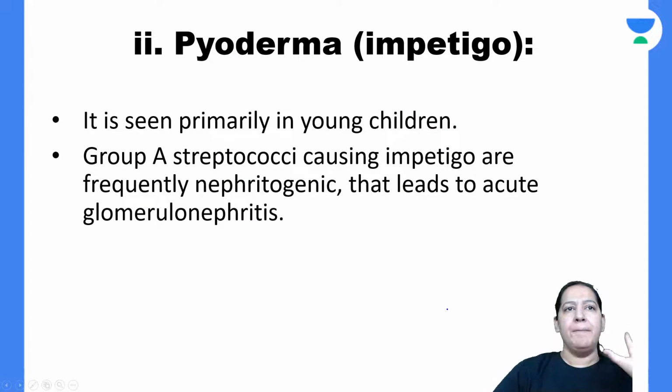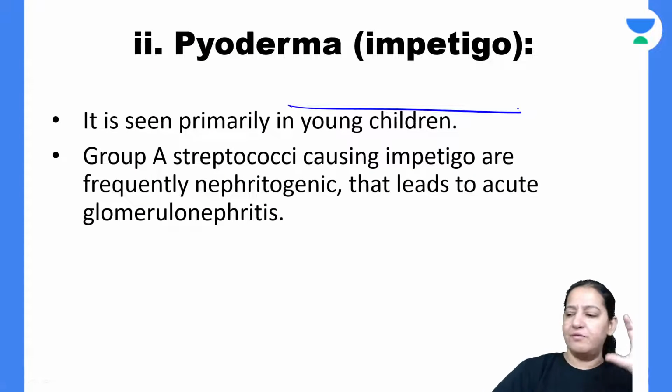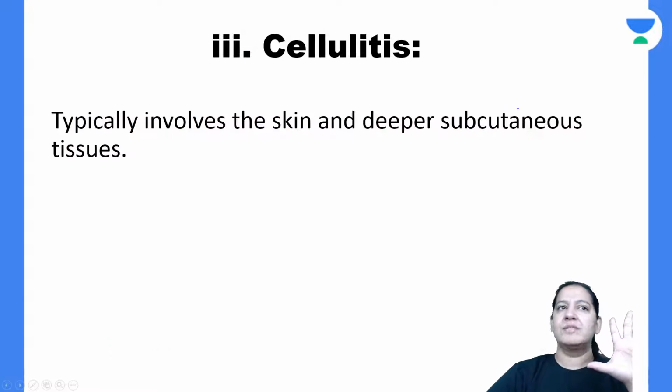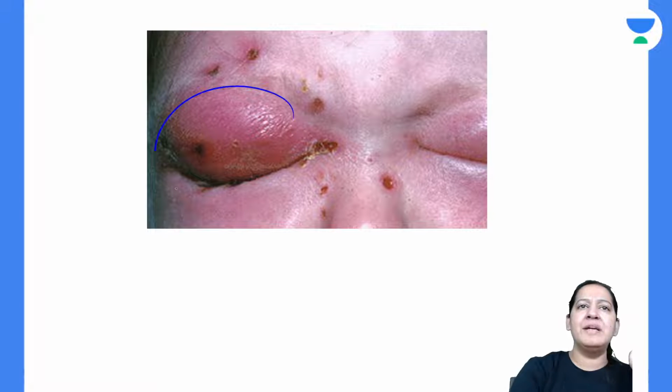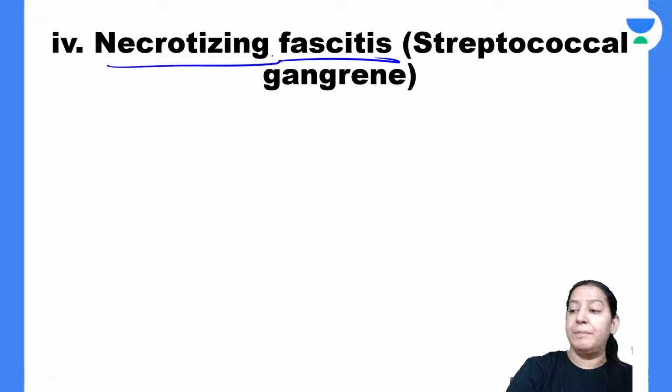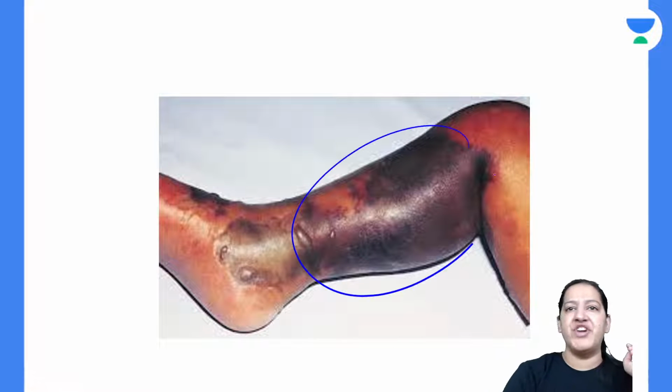Pus formation. In impetigo also pus is formed. And this is the impetigo. Can you see? It is looking like a honeycomb. Cellulitis can be there. You know, in cellulitis there is pus in the deep tissue. Necrotizing fasciitis can be there. The fascia will be necrotized because of the pus.